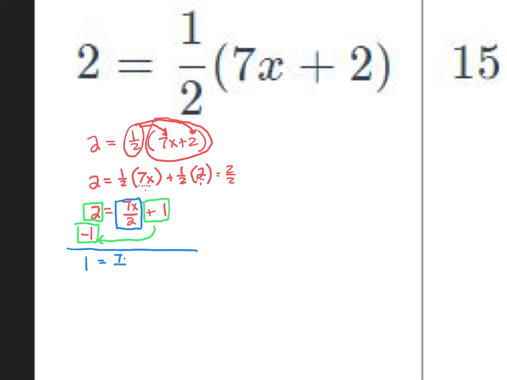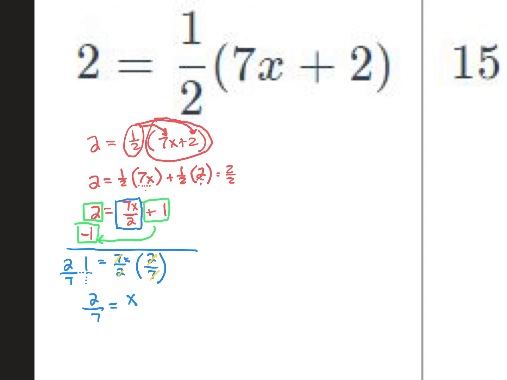7x over 2. If I want to get rid of the fraction, I have to multiply by 2 sevenths, multiply by the reciprocal. And that gets rid of the fraction. We've got x left at the end equals 2 times 1 on the top is 2, 7 times 1 on the bottom is 7ths. X equals 2 sevenths. So that's the slow way.